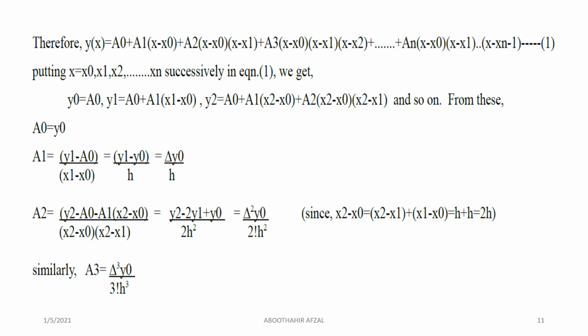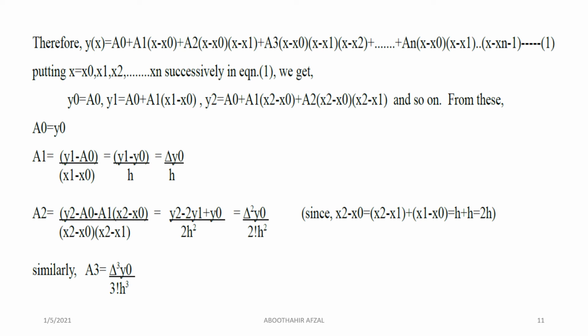So how will you write a polynomial? A polynomial has a general form: a0 is a constant term, you can put any value. Then a1 (x minus x0), a2 (x minus x0)(x minus x1), a3 (x minus x0)(x minus x1)(x minus x2), plus a4 (x minus x0)(x minus x1)(x minus x2)(x minus x3). So like that it goes on. The last term will be an (x minus x0)(x minus x1) and so on up to (x minus x(n minus 1)). So this is the starting step. We have started with a polynomial, and that polynomial is what we have written here.